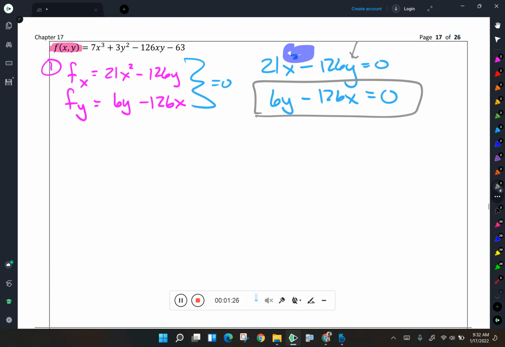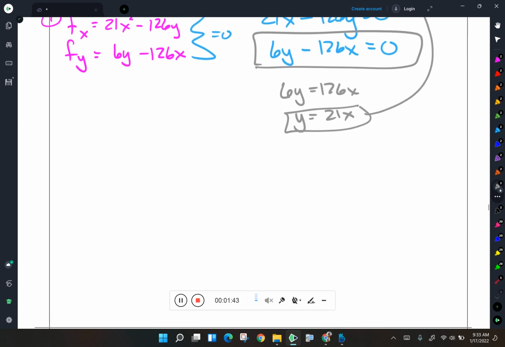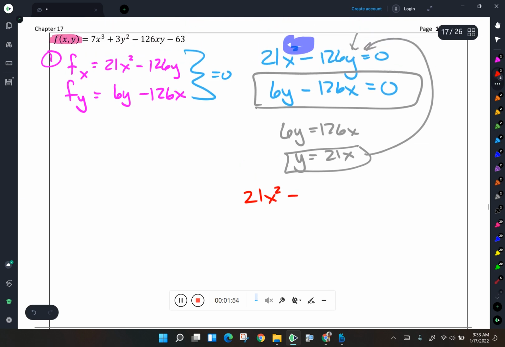The second equation for y gives me 6y equals 126x. Divide both sides by 6, so y equals 21x. And now this goes there. Actually, I'm going to change colors so we can see that a substitution occurred. Let's go to red. I've got 21x squared minus 126 times 21x equals 0.